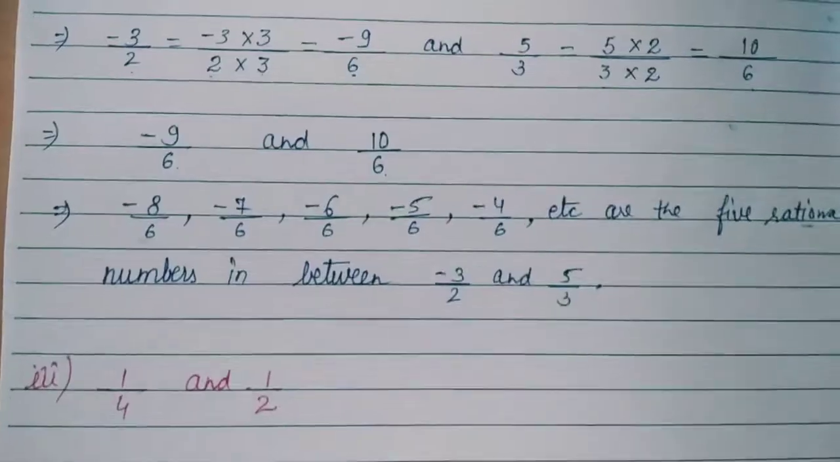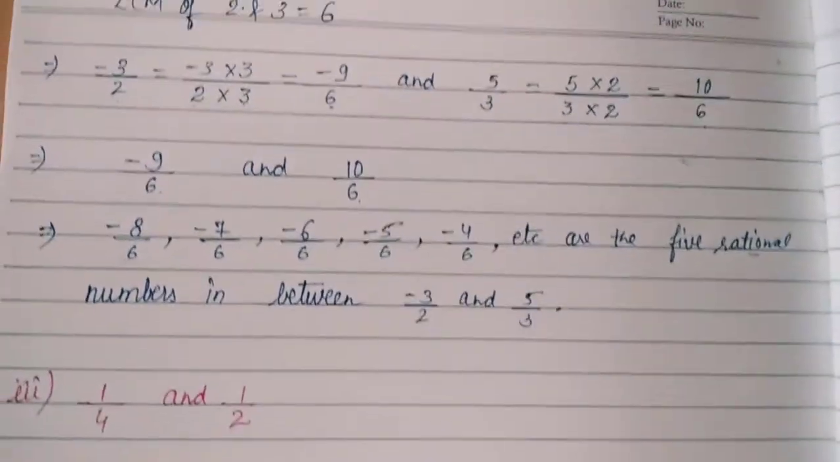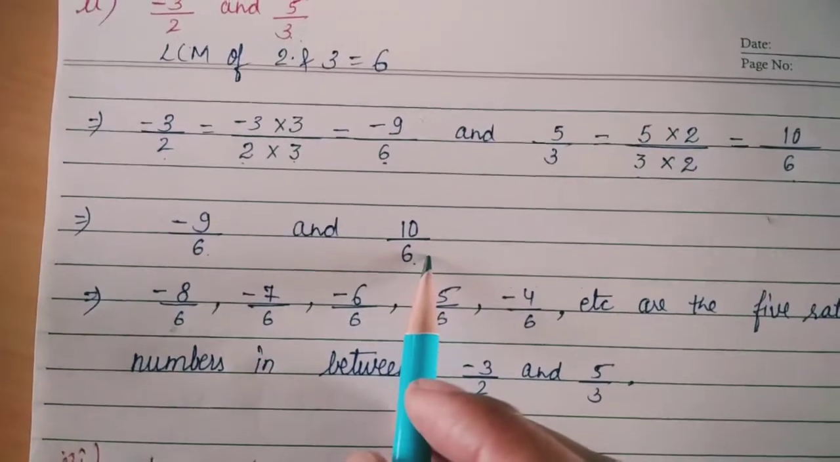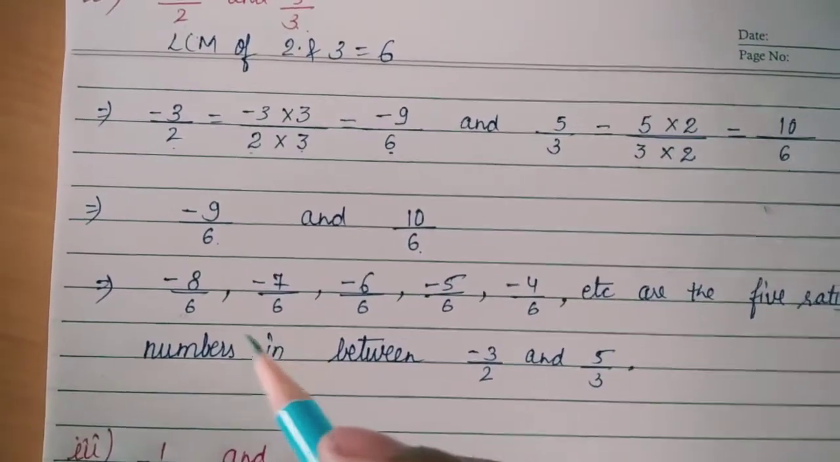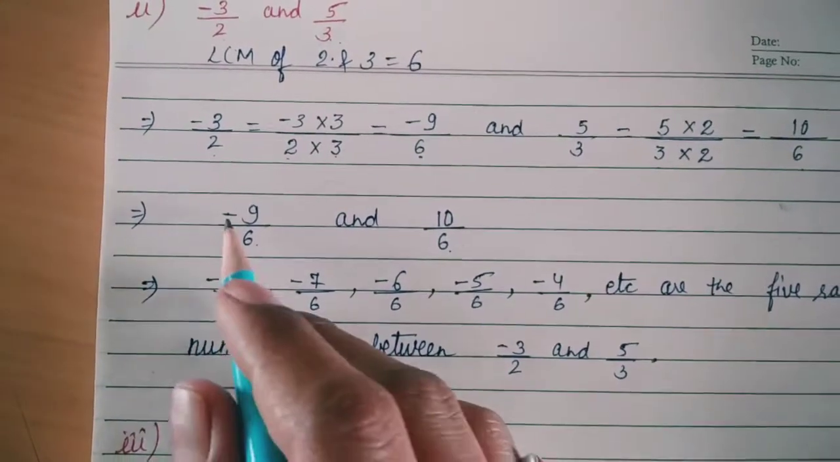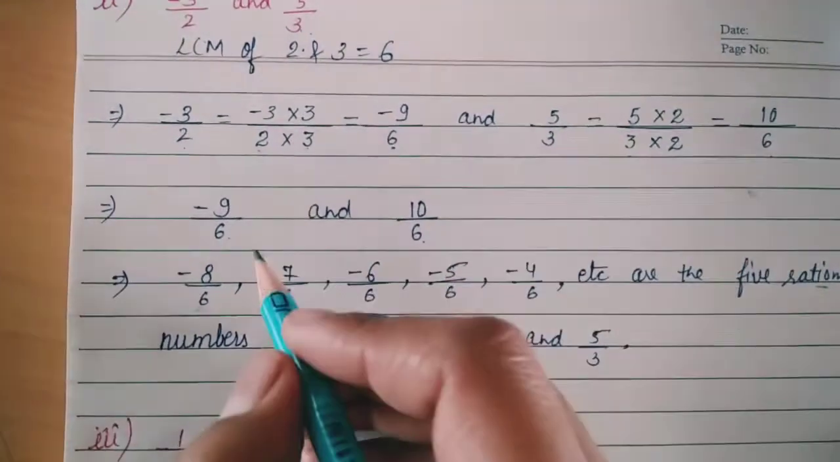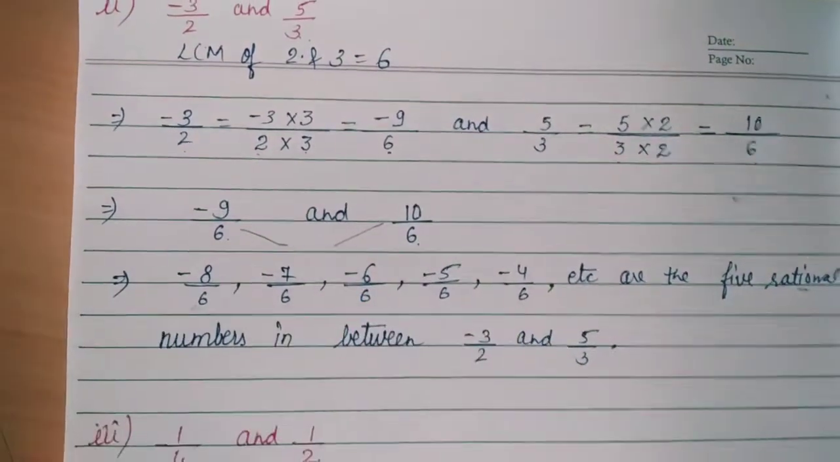One thing more that I am explaining to you. In the examination, most of the students get till here. But in the hurry, in lots of excitement, they write minus 10 upon 6, minus 11 upon 6, minus 12 upon 6. That is absolutely wrong. We have to write the middle numbers.